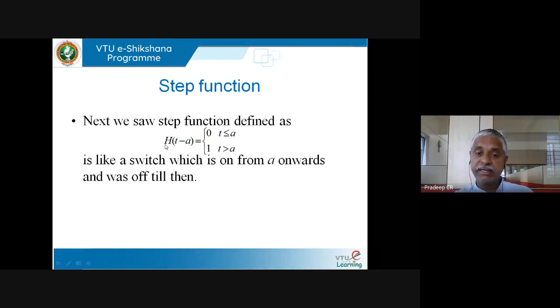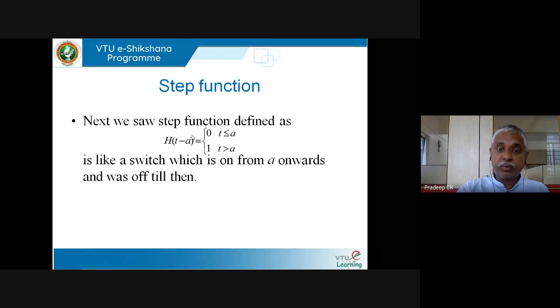And remember, h of t minus a is to be thought of as a switch which was off till a, and at a it became on. It's not a periodic thing. At a it becomes on, and we don't know when it becomes zero. To make it zero again, I have to do something else. I'm not doing that right now. So this step function is like a switch. It is actually a switch, and the mathematical analog of a switch is basically this step function or Heaviside function.